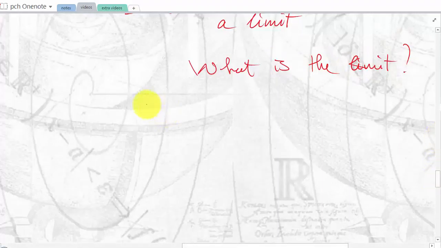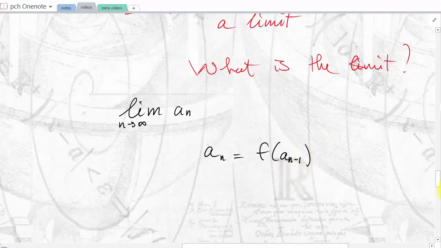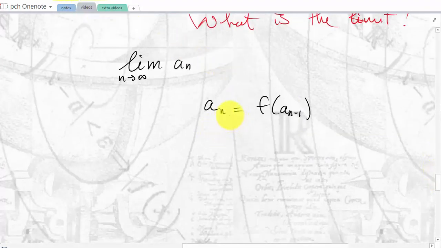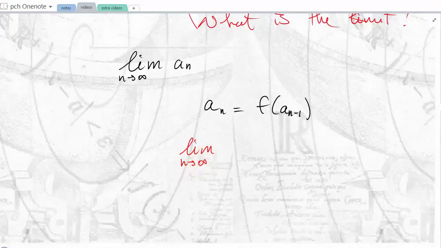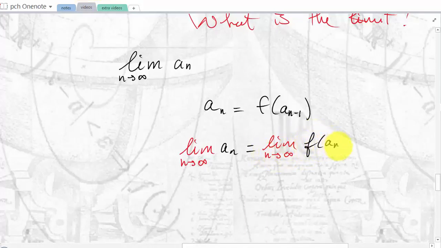Okay, so actually this is not a very difficult question to answer. We want to figure out the limit of a_n as n approaches infinity. So what's going to be this limit? Check it out. You have the equation a_n equals f of a_(n-1). So what if on both sides of this equality you apply the limit? Then you would have the limit as n approaches infinity of a_n equals the limit as n approaches infinity of f of a_(n-1).